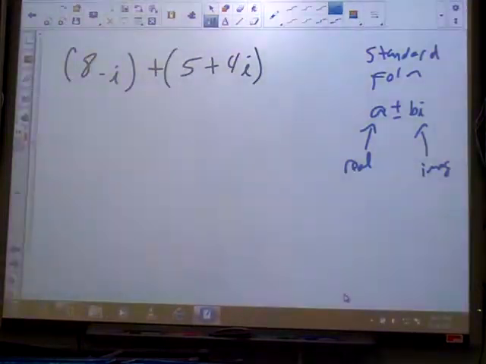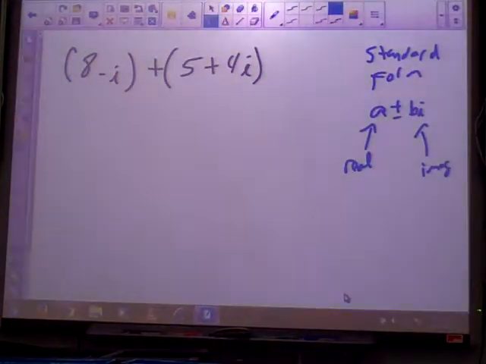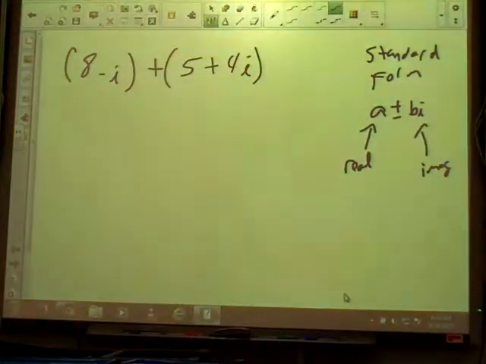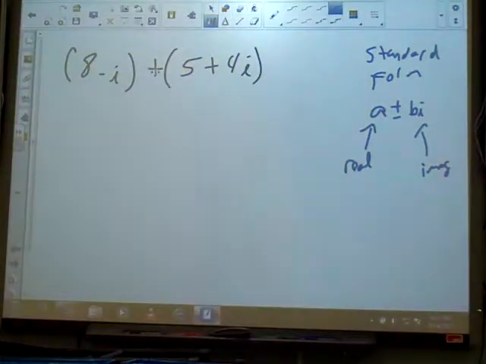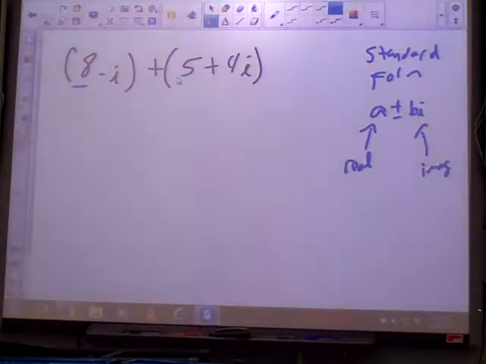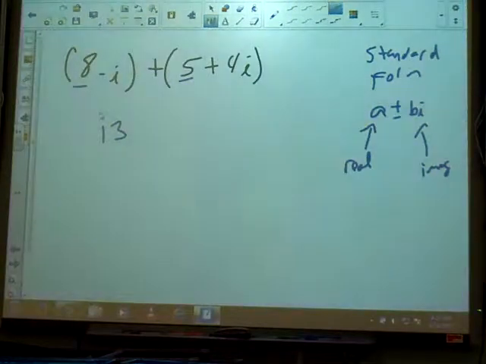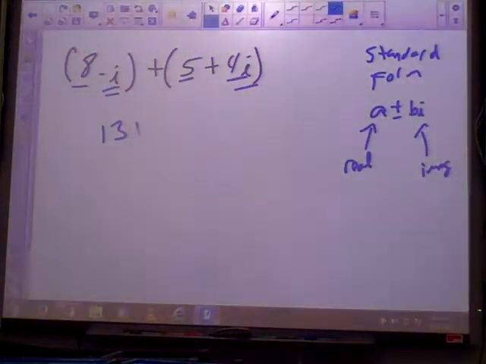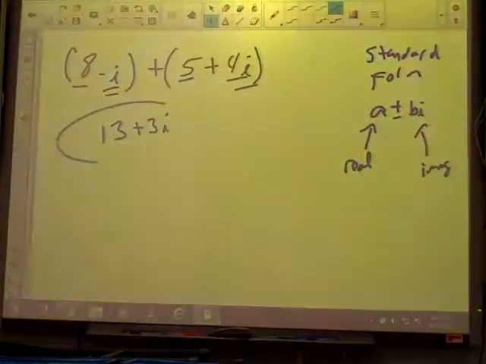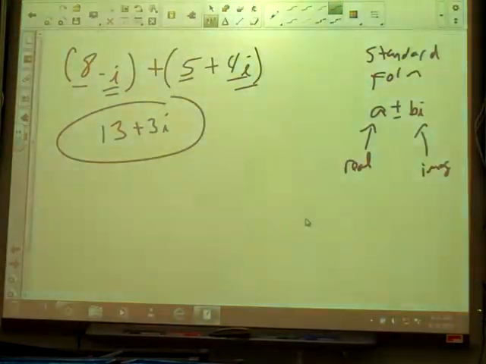So if we've got to add those two things that I put in parentheses there and write it in standard form, you're going to do just like we did earlier. You're going to add the real stuff. I'm saying add because this is an addition sign. So we're going to have 8 plus 5, which is 13. Then on my imaginary part, I got negative 1i plus 4i, positive 3i. That's it.